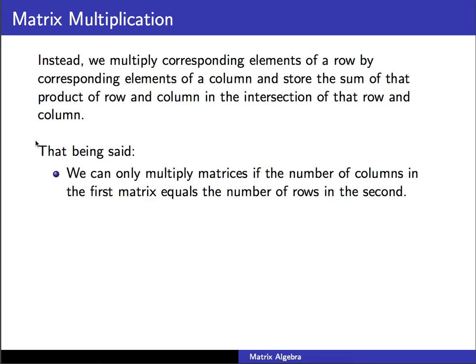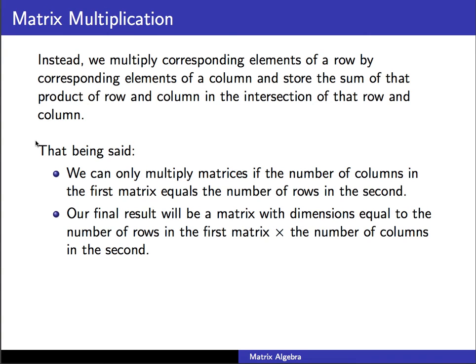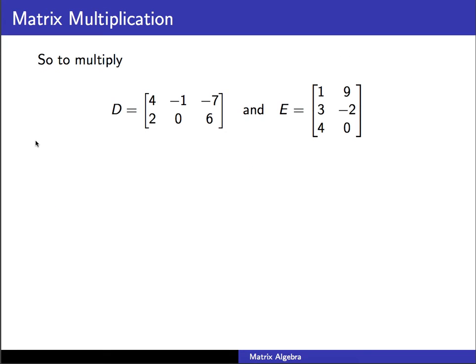That being said, we can only multiply matrices if the number of columns in the first matrix equals the number of rows in the second. Our final result is going to be a matrix where the dimensions are equal to the number of rows in the first matrix by the number of columns in the second. So let's see this in action so it makes a little bit more sense.